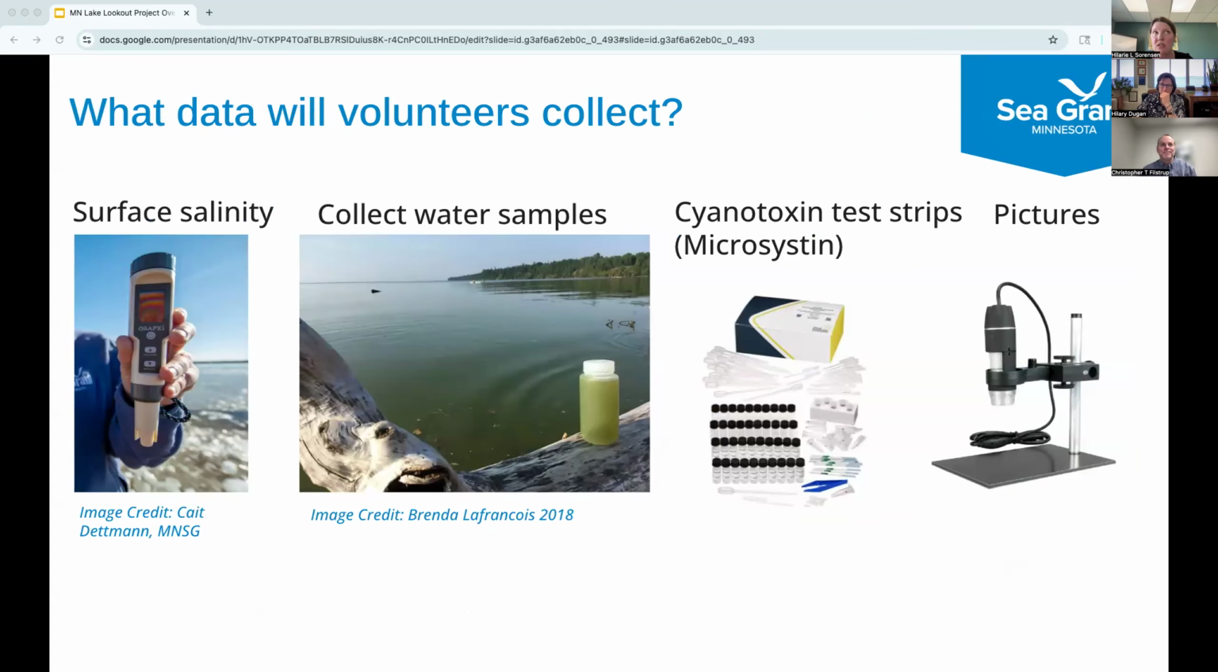What data will volunteers collect? Well, we'll ask for site descriptions and images from the lakes that you're sampling. We'll also have people collecting surface salinity readings in the field, collecting water samples to send back for later analysis for both chloride concentrations and cyanotoxins. And we'll have rapid test strips for a common cyanotoxin called microcystin for those algal blooms. And we'll ask people to take detailed pictures of an algal bloom if and when you come across them.